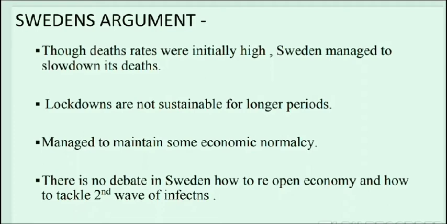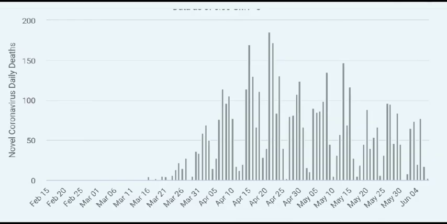According to its argument, if herd immunity is achieved across Sweden, it will be in a strong position to return to relative normality. But in comparison, other countries could face further lockdowns to prevent the spread of the virus until a vaccine is found. And by following this strategy, it managed to maintain some economic normalcy, and moreover there will be no debate in Sweden on how to reopen the economy and how to tackle the second wave of infections. This chart shows daily new deaths in Sweden. Though deaths were initially high during the month of April, Sweden managed to slow down its trajectory, as we can see in the month of June.